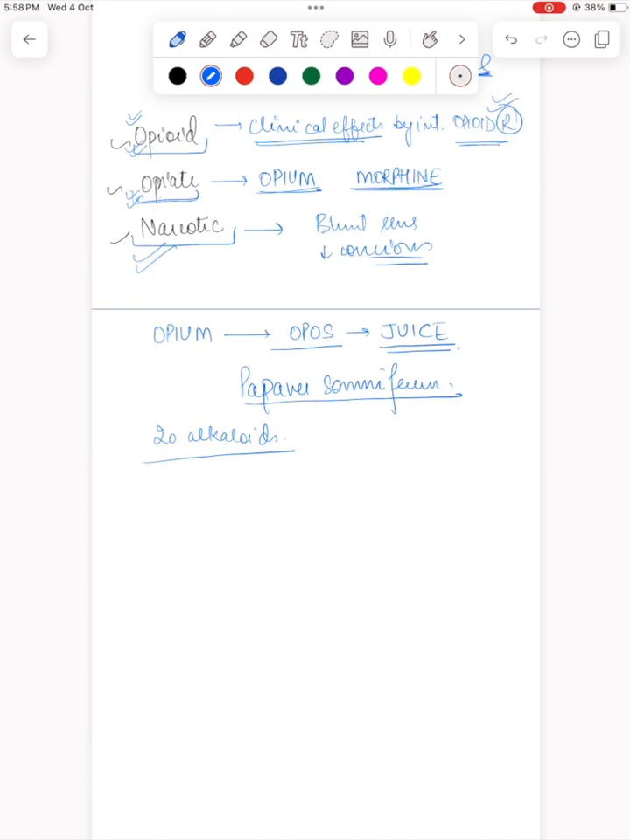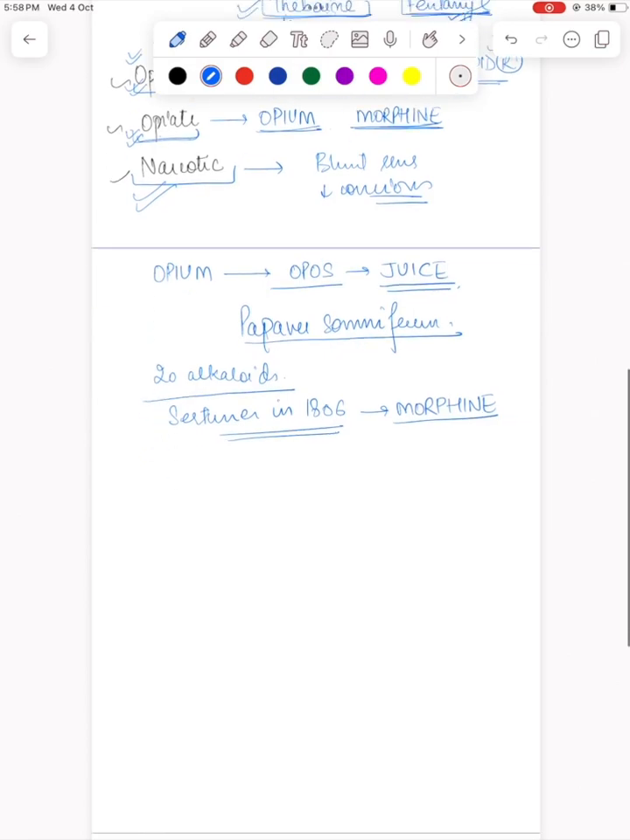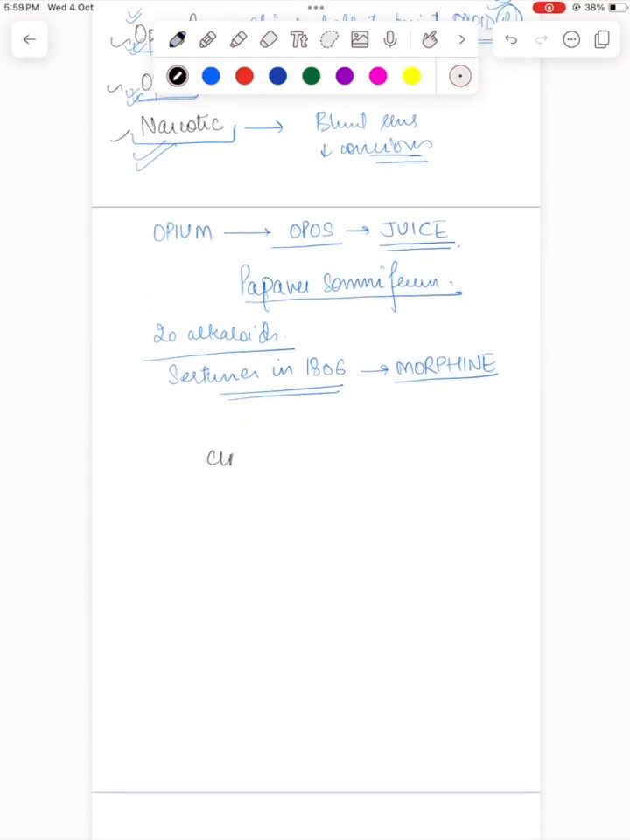out of which the most active and potent one was isolated by a scientist called Sir Turner in 1806, and he named the most active compound morphine after the Greek god Morpheus. He was the god of dreams. Since then, a lot of semi-synthetic and synthetic opioids have been developed with varying potencies and pharmacokinetics and dynamics. So now let us talk about the classification of opioids.